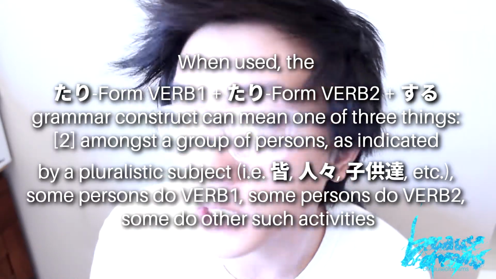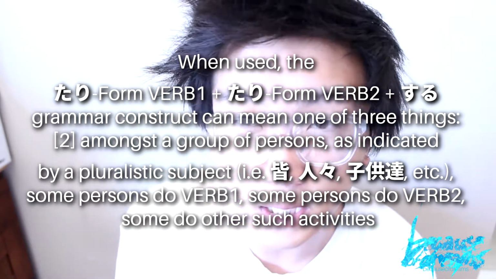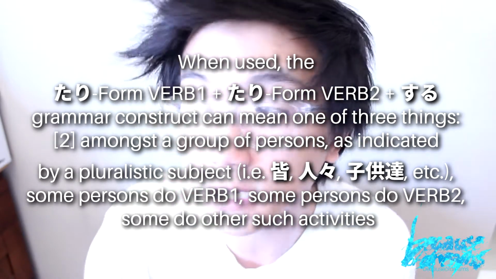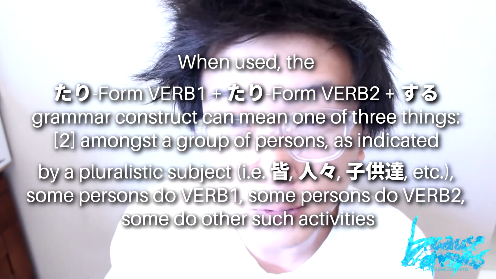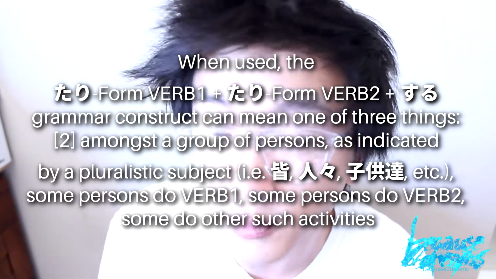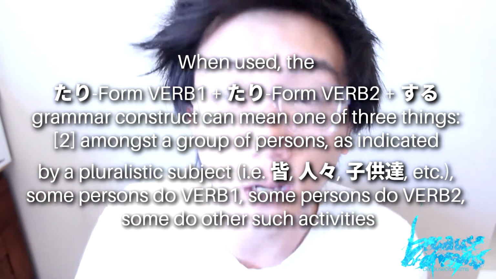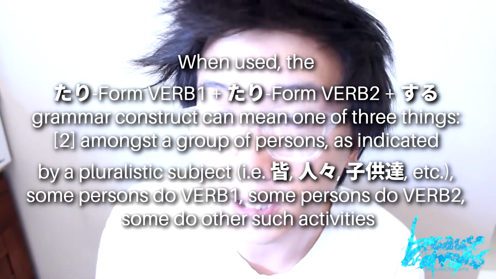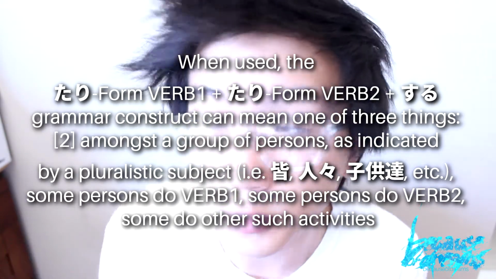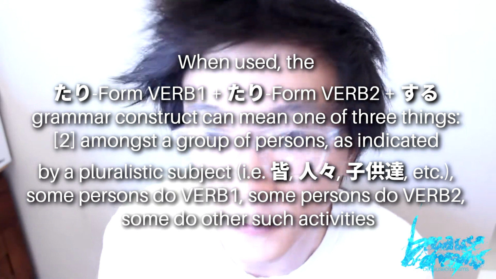The second definition that the tari form can apply to is that when we have a subject that is a plural entity such as those people or those kids or those guys, and we use the tari form, what this can mean is basically that among that group of people, some of them are doing a particular activity, verb 1, and others are doing another particular activity, verb 2. It's not going to mean that the same subject is doing multiple activities. It means that different subjects within this group are doing different activities.